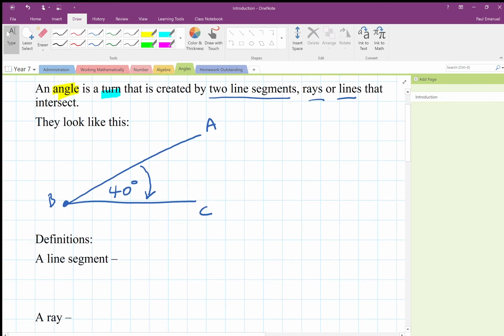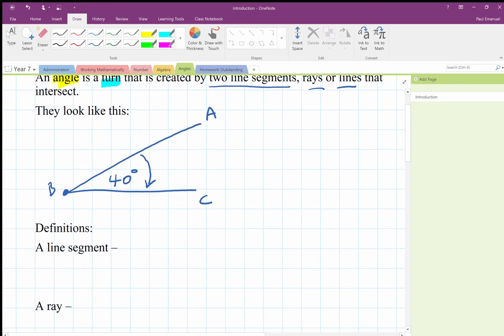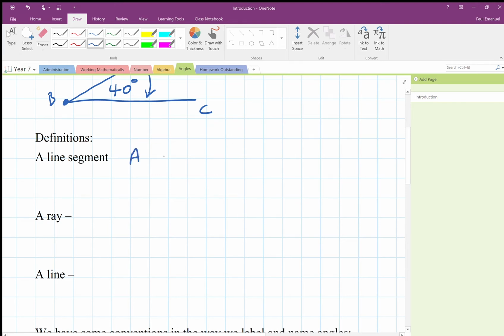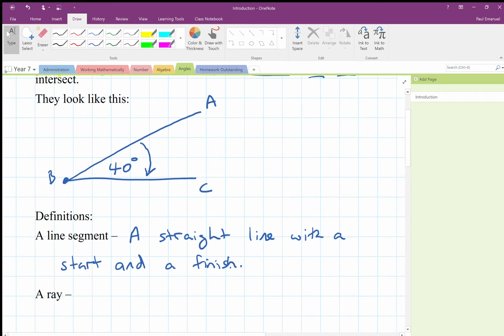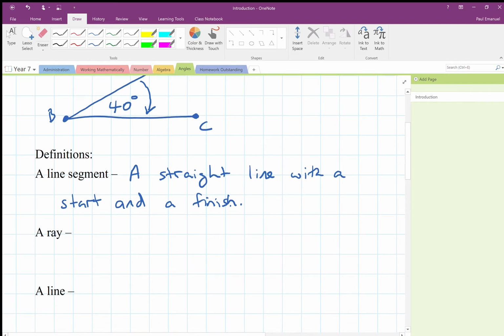So I should really tell you what these words mean that I've just said. A line segment is a straight line with a start and finish. So these ones up here that I've drawn before, they're line segments because they start and they end. And often you see people putting dots on the end to indicate that that's a starting point or an ending point, depending on how you look at it.